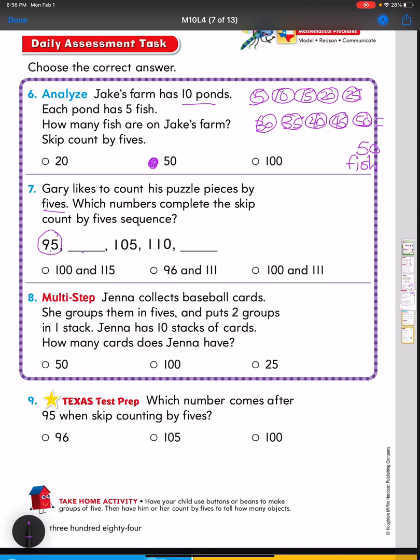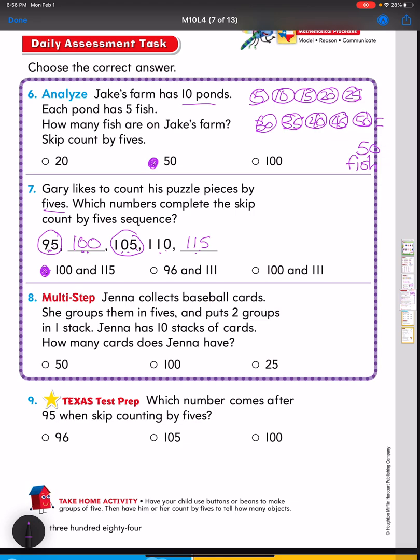So 95, 105. I need the number in between there. It's going to be 5 more, 5 less. That would be 100. 95, 100, 105, 110. What's 5 more? 115. So 5, 10, 15. 115.